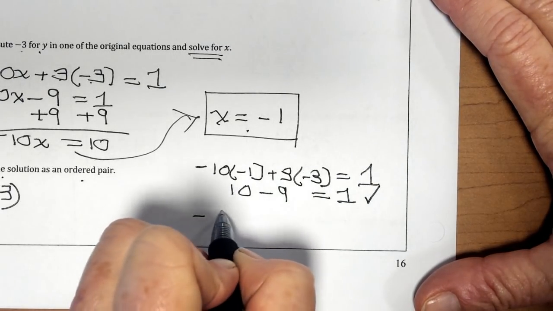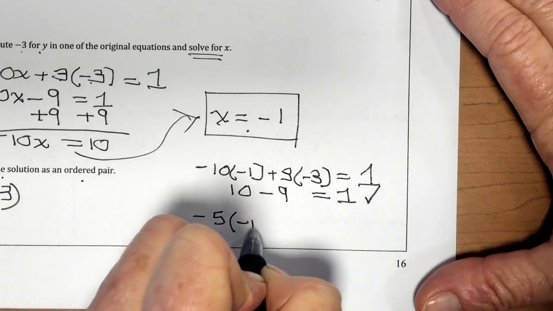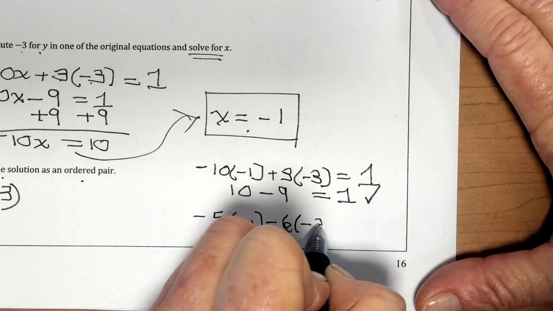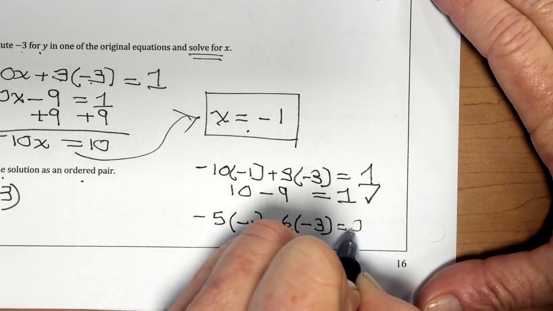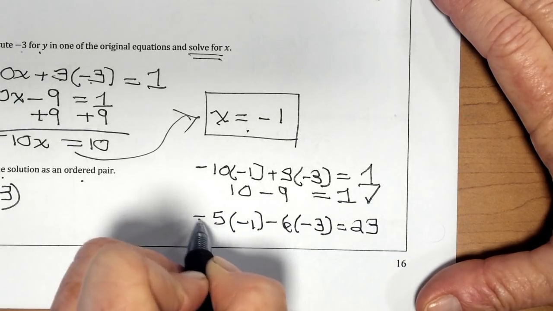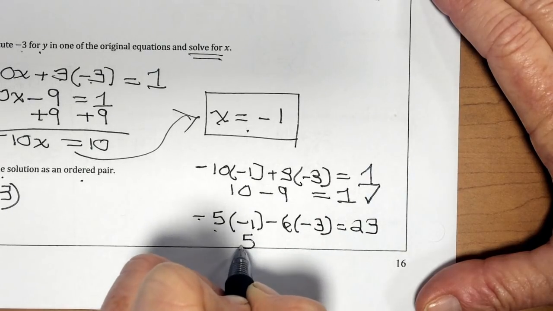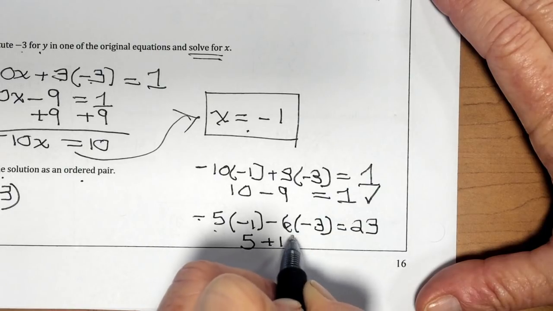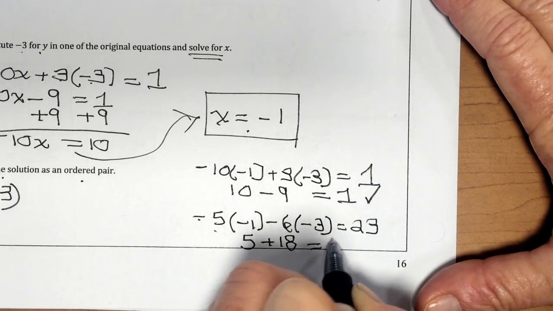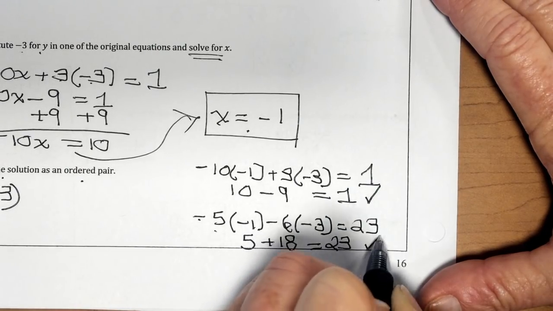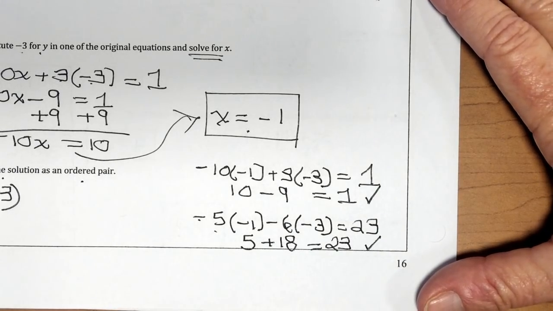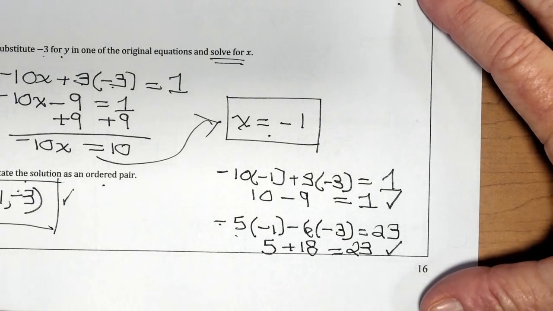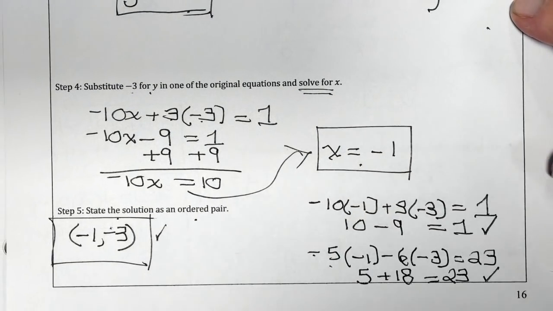Now I'm going to go ahead and do the second one. I'm going to write negative 5 times negative 1 minus 6 times negative 3, and that's equal to 23. So negative 5 times negative 1 is 5. Negative 6 times negative 3 is positive 18. And 5 and 18 is definitely equal to 23. So I know that my solution of negative 1 comma negative 3 works.